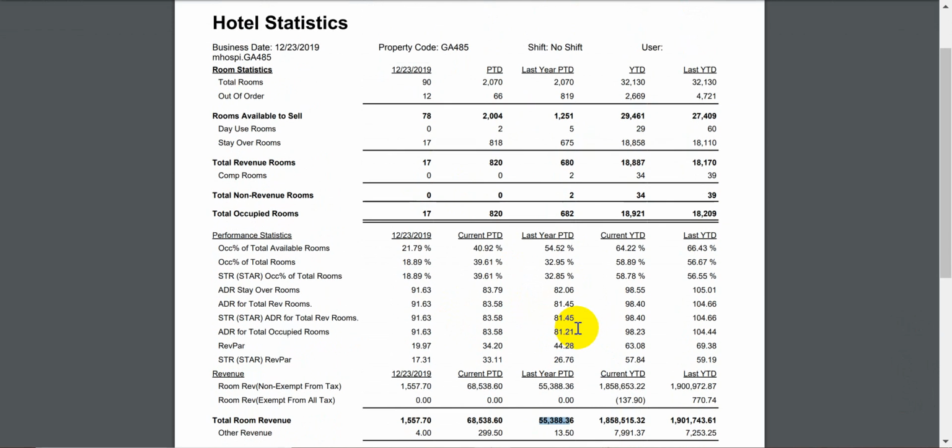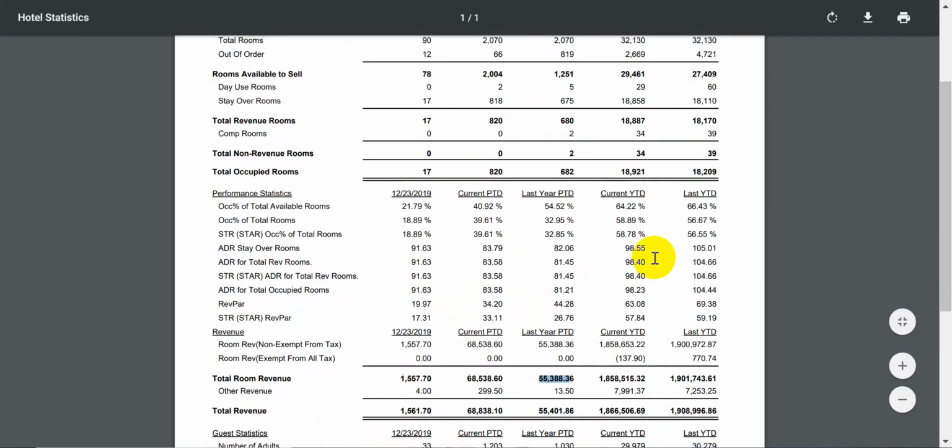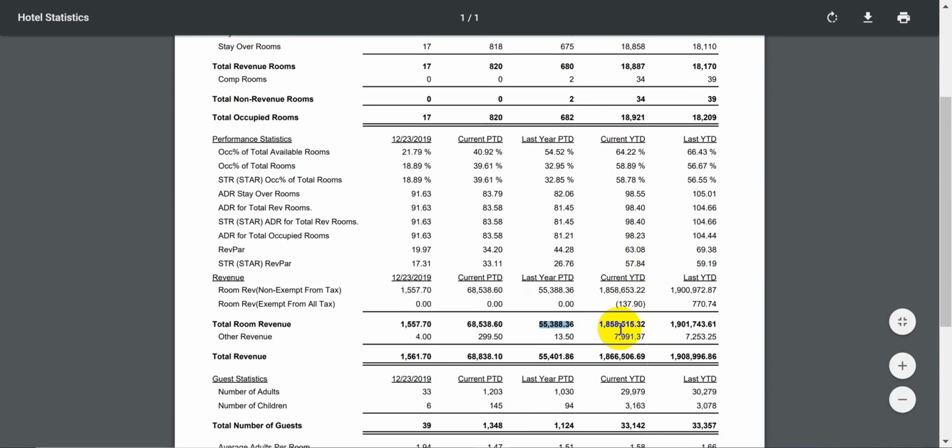And the same way it shows the year till date numbers. From January 1st through December 23rd, it's about 1.8 million revenue that we have made for this year, and compared to last year it was 1.9 million. So we are about $42,000 less than last year. This information is captured manually and entered in a sheet form.